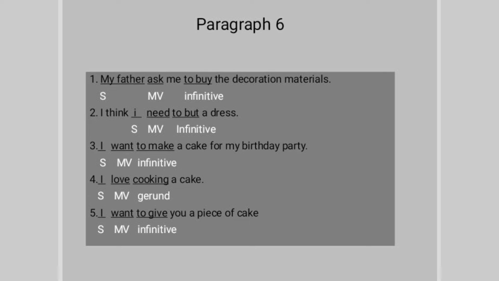The third example is, I want to make a cake for my birthday party. I is subject, want is main verb, and to make is infinitive. The next example is, I love cooking a cake. I is subject, love is main verb, and cooking is gerund.